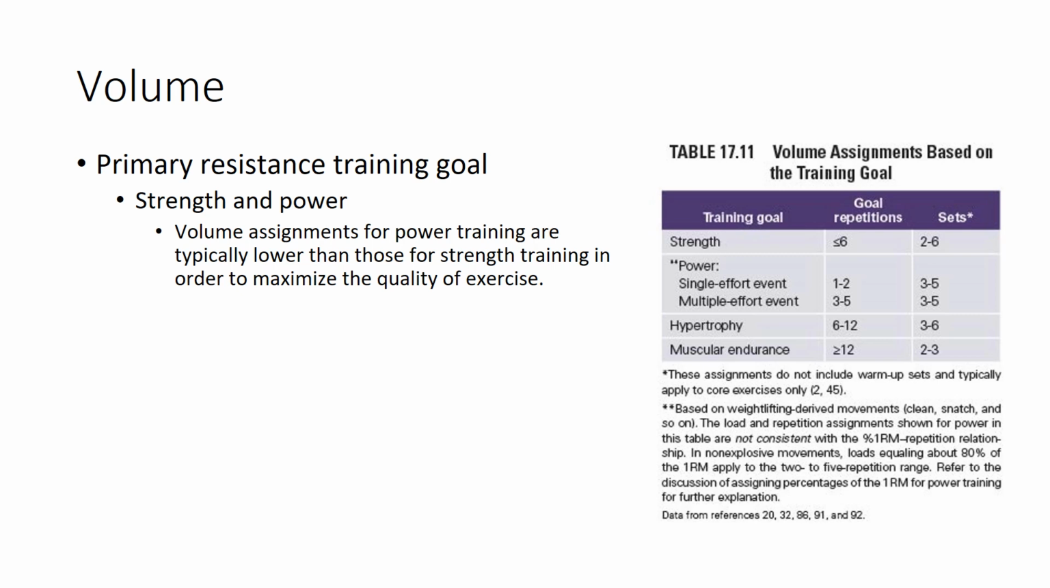So when we look at strength and power, we can see here on this table that for strength, the goal repetition is going to be 6 or less, and with sets, this is going to be between 2 and 6 sets. When we look at power, depending on if you're mainly a single effort event or an athlete involving a multiple effort event, we can see the different goal repetitions, where the single effort event is going to be between 1 to 2 repetitions with 3 to 5 sets being performed, and with a multiple effort event, this is going to fall in the goal repetition of 3 to 5, and similar to single effort, within 3 to 5 sets.